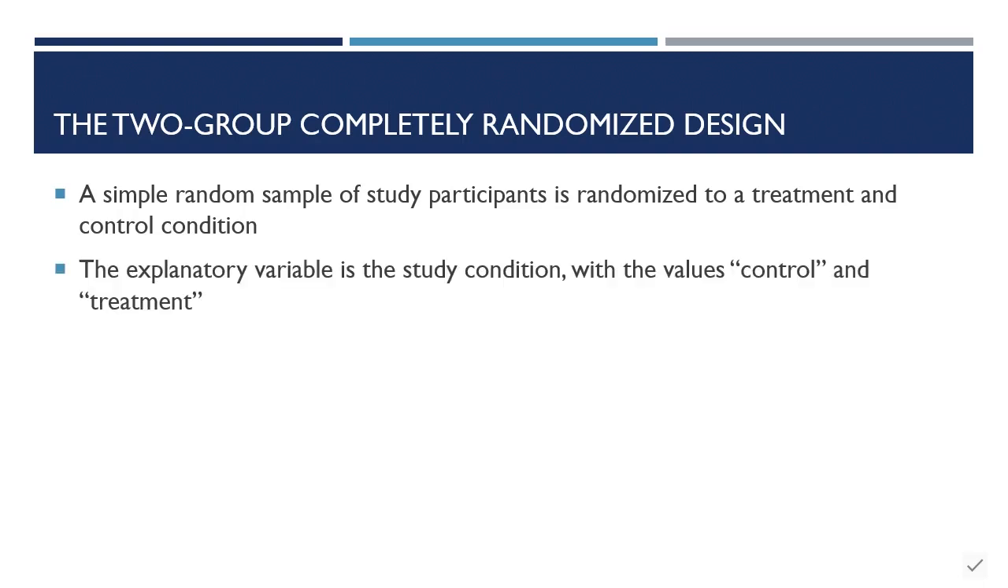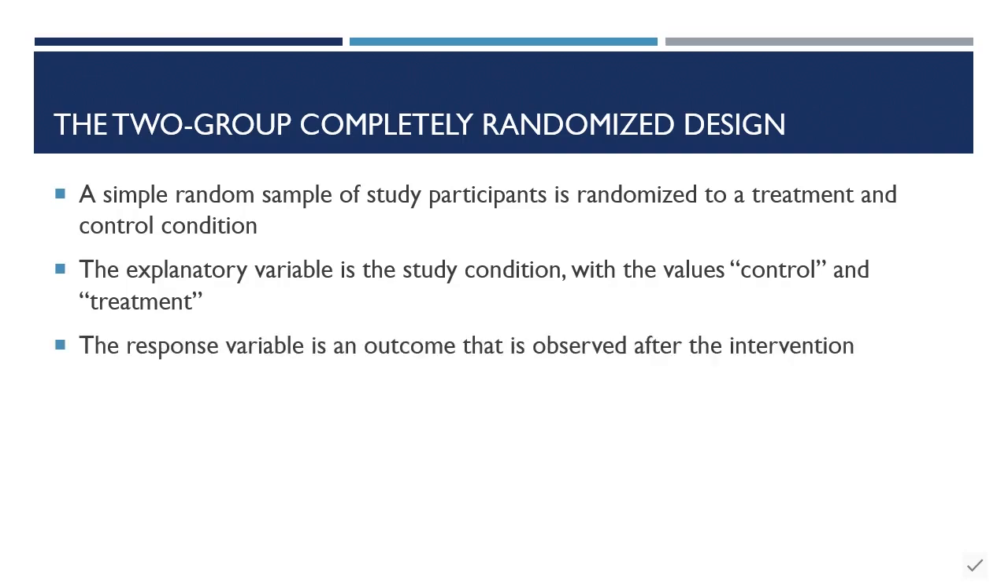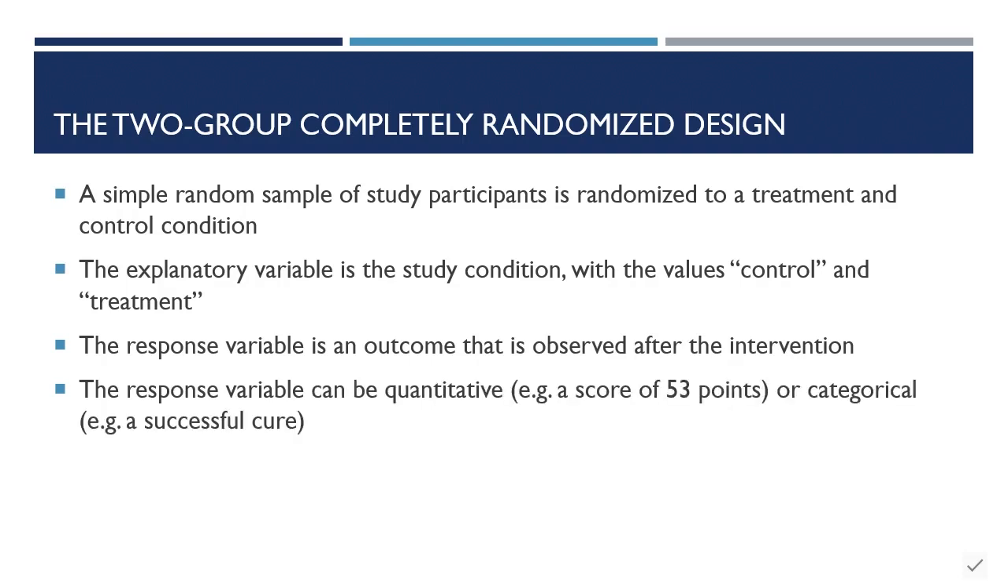The explanatory variable is still a categorical variable that indicates study condition with the values control and treatment. These two groups can actually be defined by something other than control and treatment, but this is the most common setting, so these are the terms that I'm using. The response variable is an outcome that is observed after the intervention, and that response variable can be quantitative, as we saw in the previous video, or it can be categorical, as we're going to see in this video.